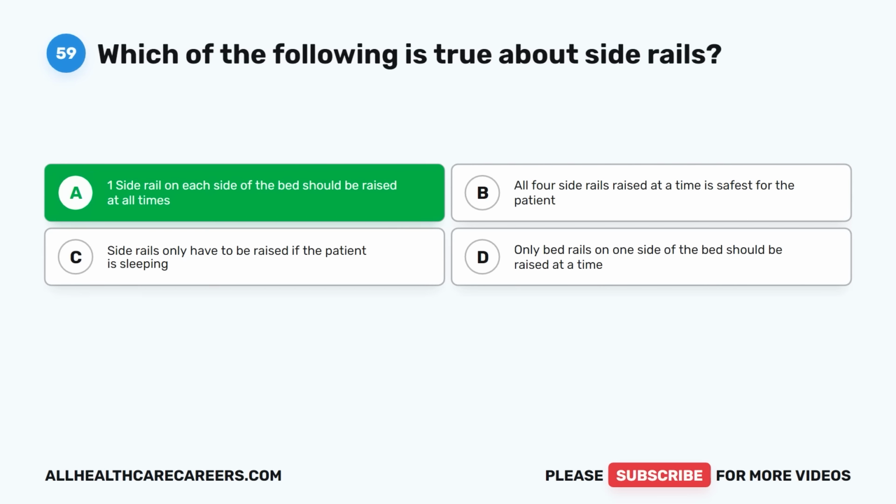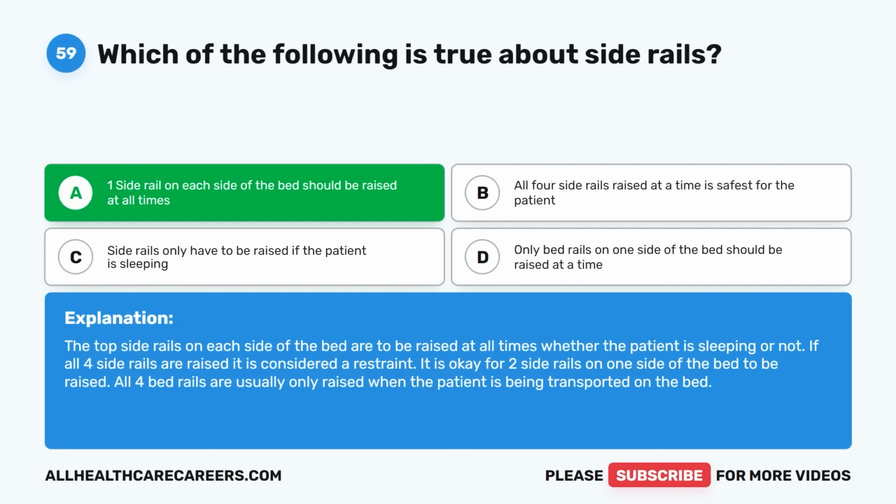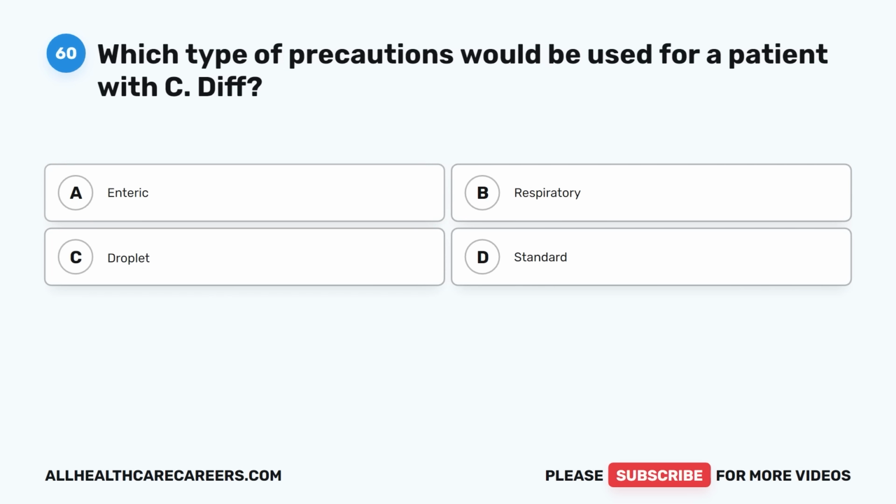1 side rail on each side of the bed should be raised at all times. The top side rails on each side of the bed are to be raised at all times whether the patient is sleeping or not. If all 4 side rails are raised, it is considered a restraint. It is okay for 2 side rails on one side of the bed to be raised. All 4 bed rails are usually only raised when the patient is being transported on the bed.